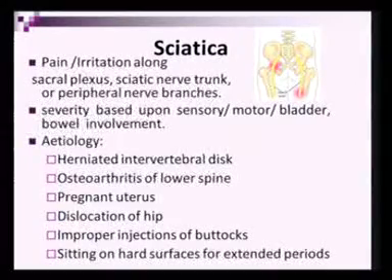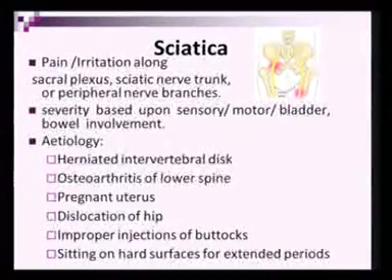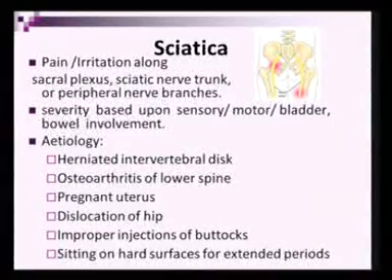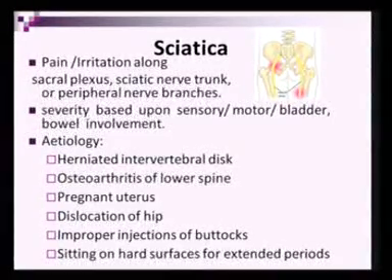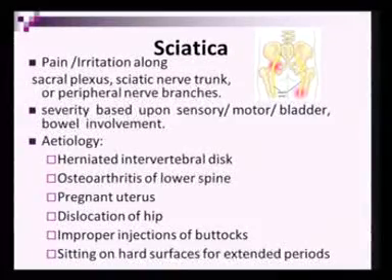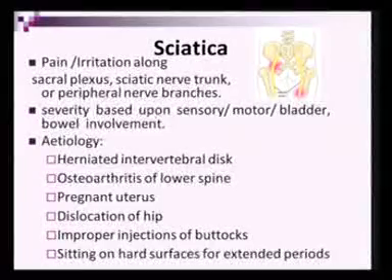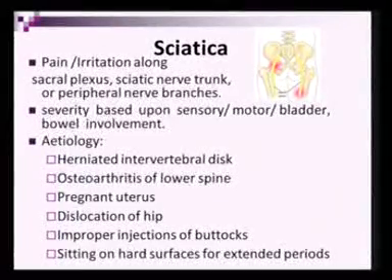Etiology can be multifactorial, starting from the disc, osteoarthritis of the lower spine, or a pregnant uterus compressing over the nerve. There can be dislocation of the hip, or injuries around the hip, and improper injections. One iatrogenic cause is the improper injection into the buttocks on the medial side.